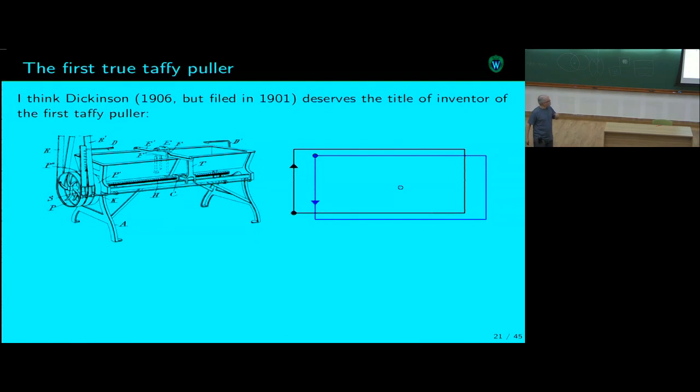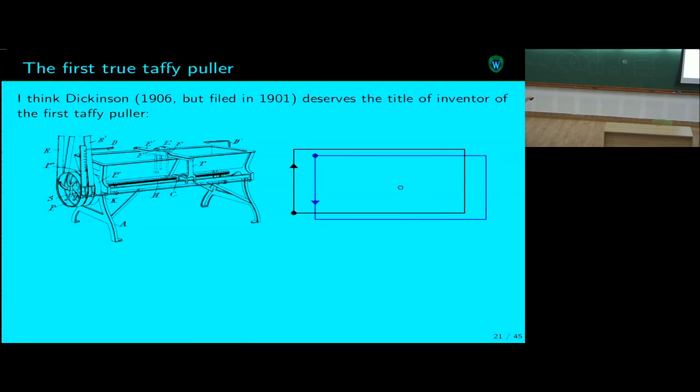The first device that I can identify as being the real first taffy puller is this monstrosity by a guy called Dickinson, which he filed in 1901. And it's a kind of trough, right? And there's like two belts here, and there's a reciprocating mechanism. And there's a kind of chariot here with two pins and a fixed pin at the bottom, which is depicted here. And as the chariot moves around, when it gets to the end, it gets tripped. So the two rods exchange position, then it moves back, tripped again. So it exactly does the same as this motion.